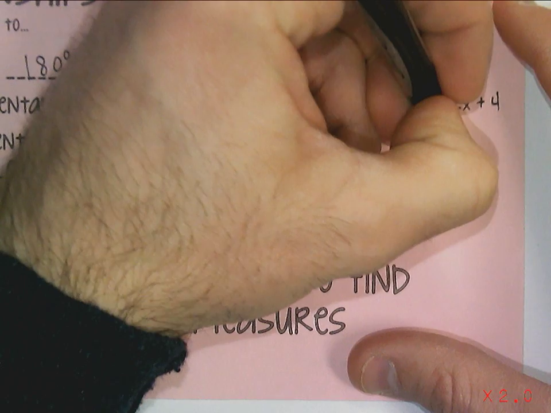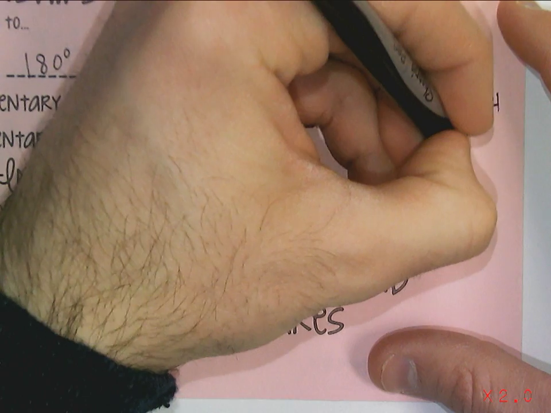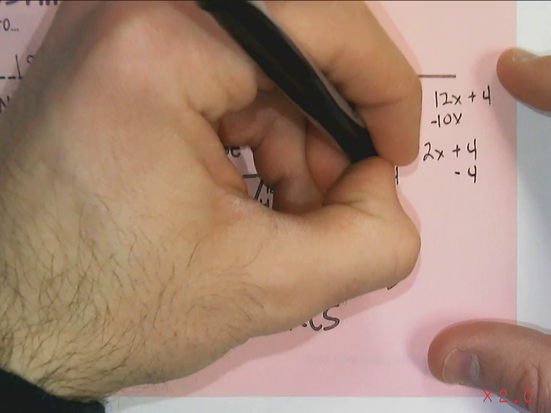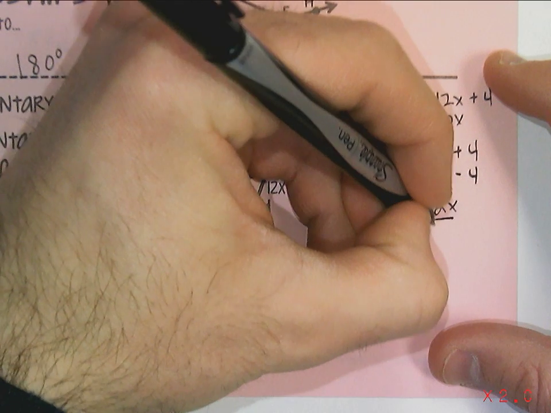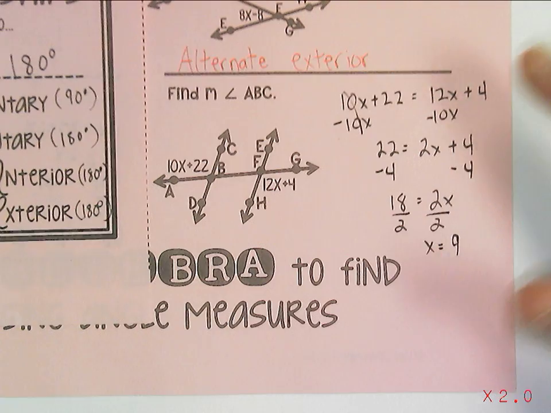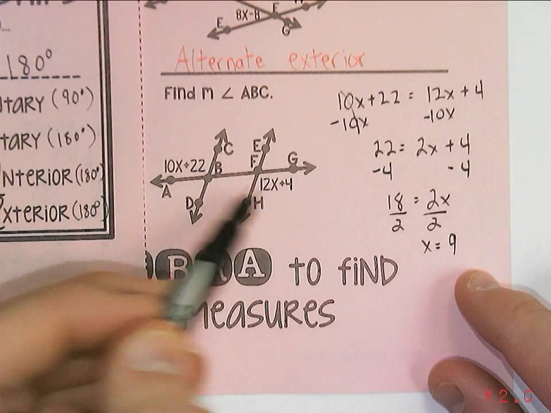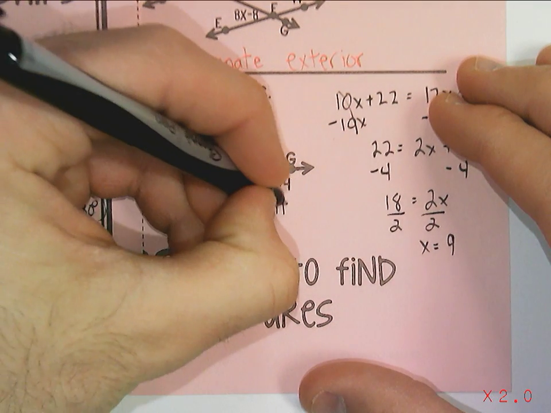So minus 10x, that's gone. 22 equals 2x plus 4. We will subtract 4. It's going to leave me with 18. Divide by 2. X is going to equal 9. We'll take this 9 and substitute it in for x in each of these expressions here. So let's do the 12x plus 4. So 12 times 9 plus 4 is 112 degrees.